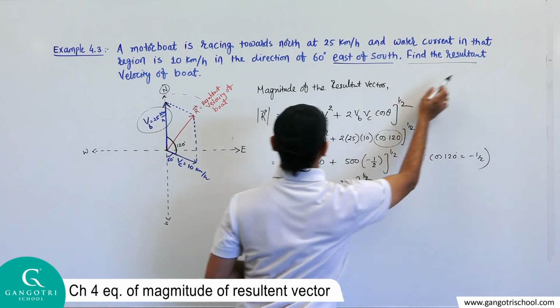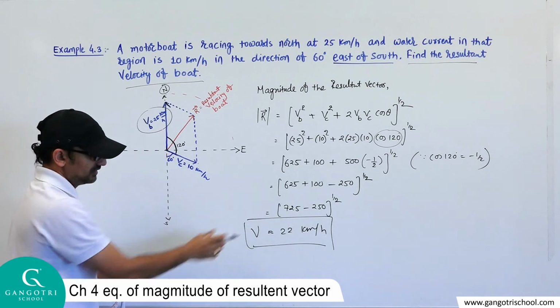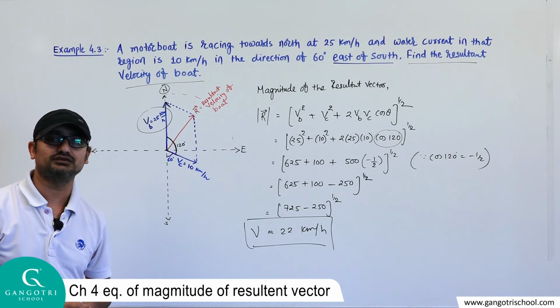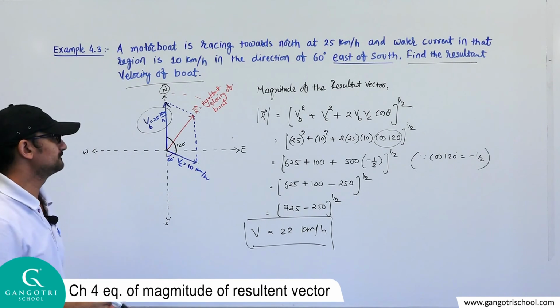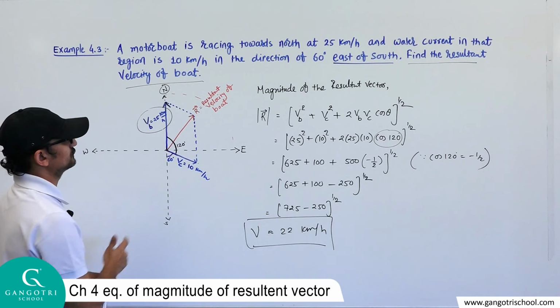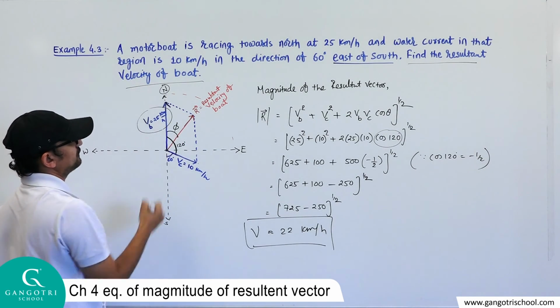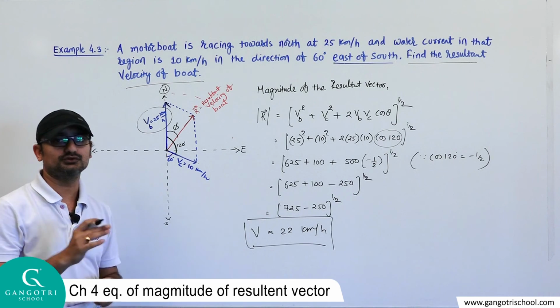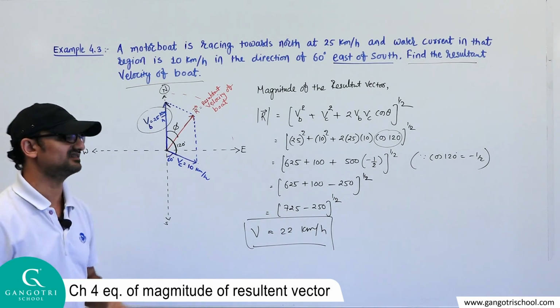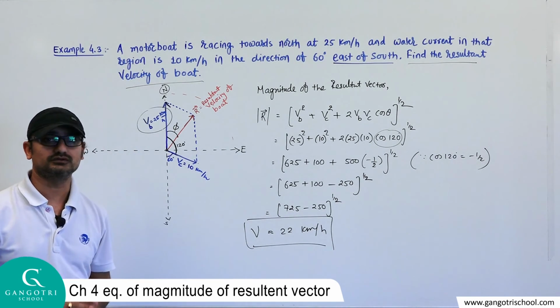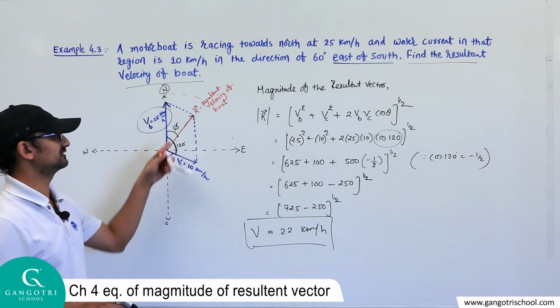They ask us to find the resultant velocity of the boat. So the resultant velocity of the boat is 22 km per hour. Now further, you can find the direction also. Suppose the resultant velocity of the boat makes an angle with the velocity of the boat. So according to the trigonometric concept, you can find this angle also. But now check yourself how much this angle is.